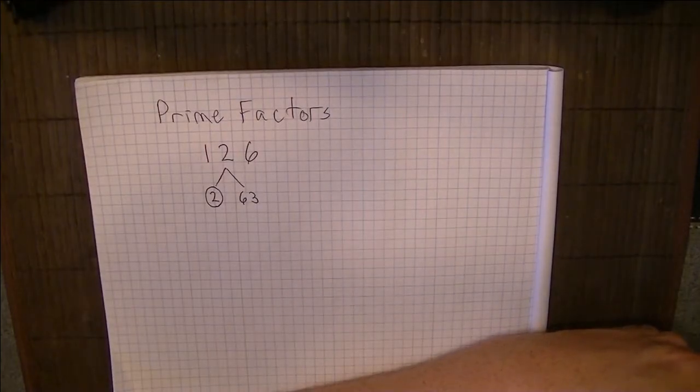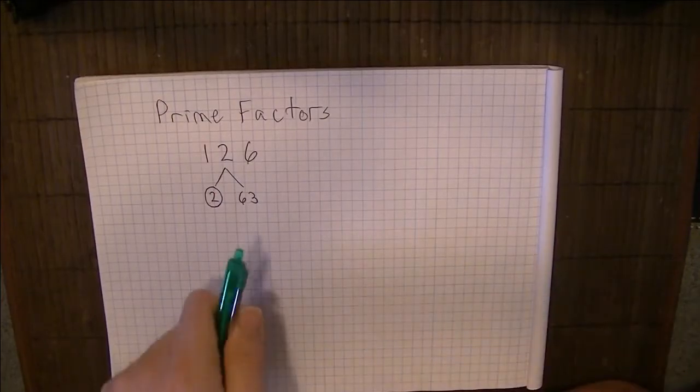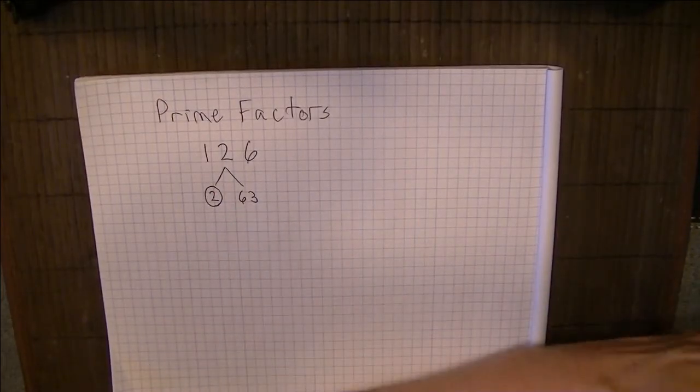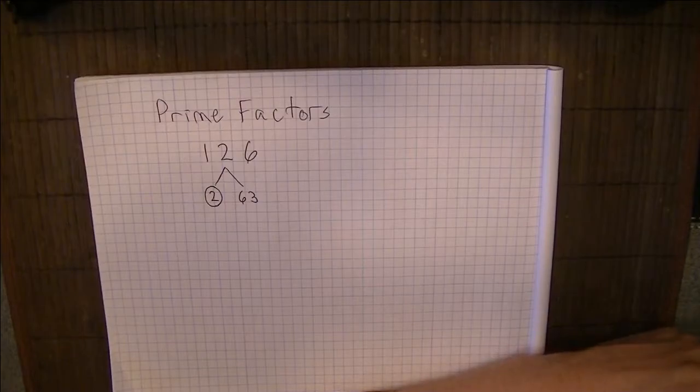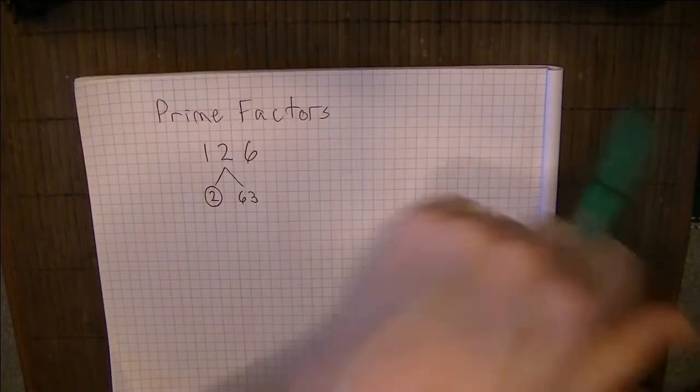Now, is that prime or is that composite? Well, looking at this number, 3 can go evenly into it. And how do I know that?